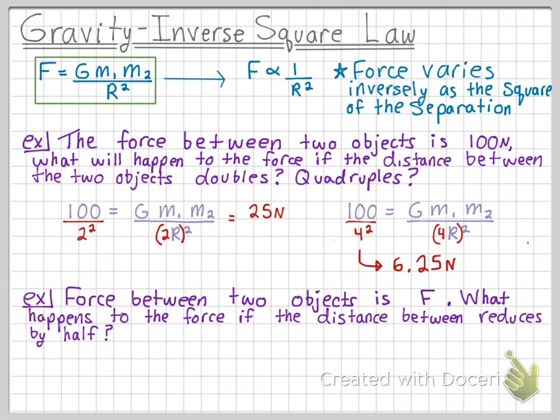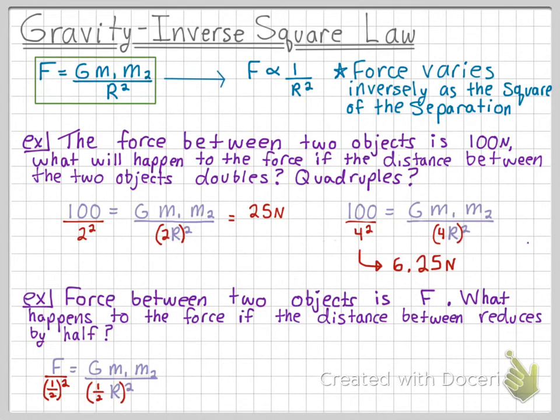The force between two objects is F, so we just have a generic F now. What happens to the force if the distance between them reduces by half? So once again, we're going to have our generic force equation, and we're going to decrease r by 1/2, so we're going to put a 1/2 next to the r. So since we put a 1/2 squared in the denominator on the right-hand side, we have to put a 1/2 squared in the denominator on the left-hand side like this.